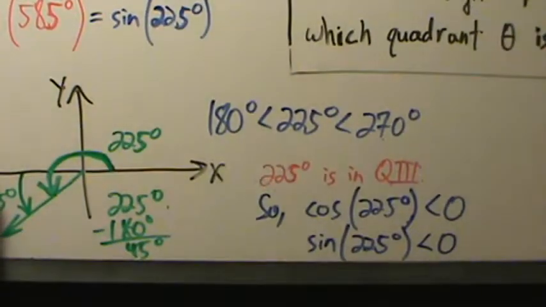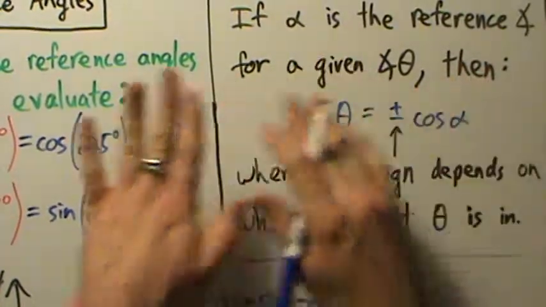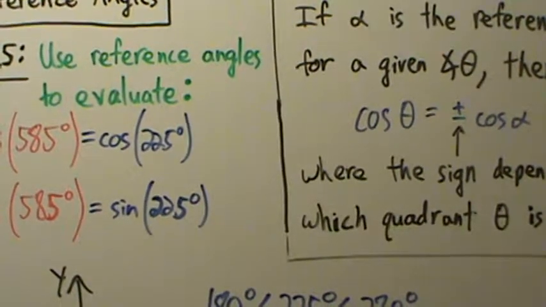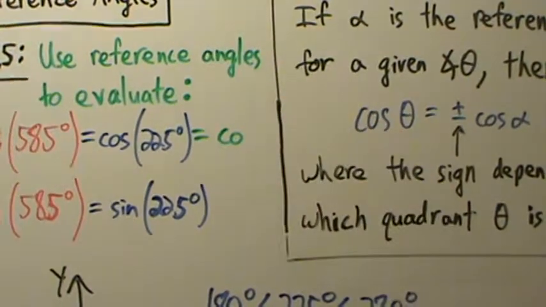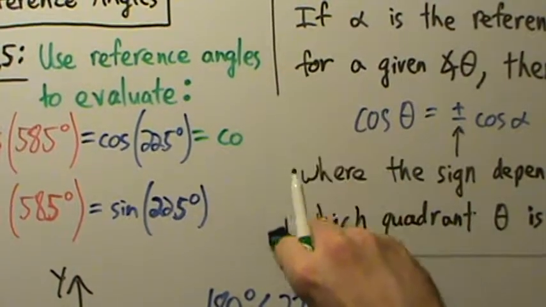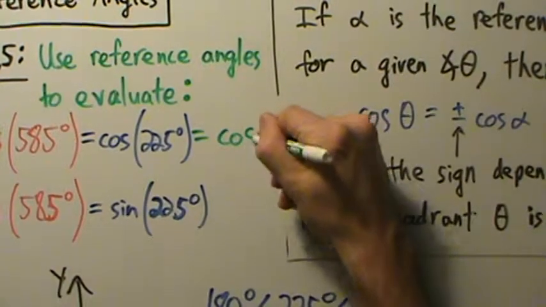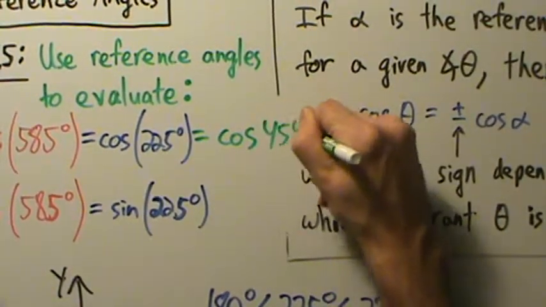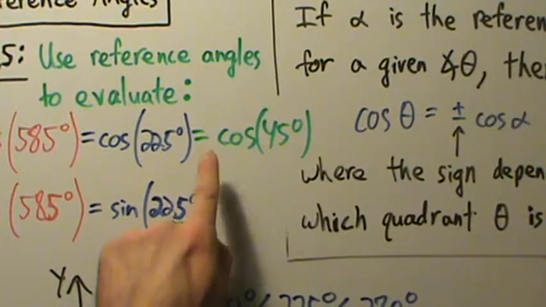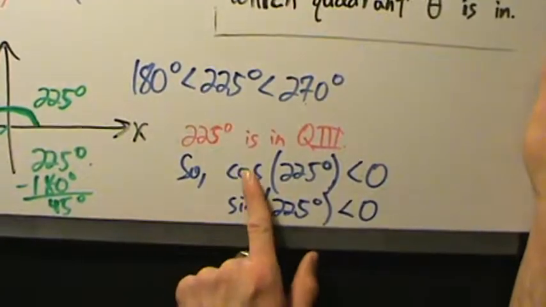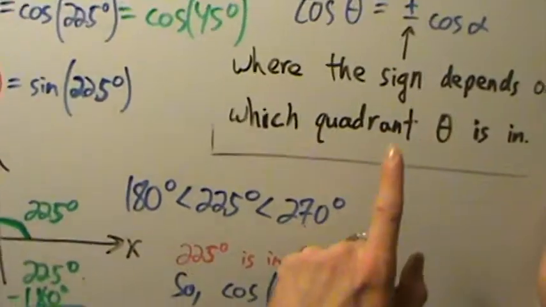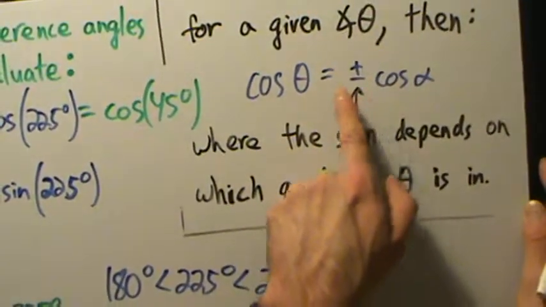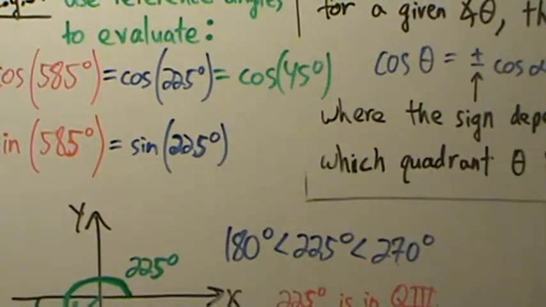So continuing with this, now we apply this to the problem over here. Cosine of 225 degrees is the same thing as the cosine at the reference angle. The reference angle is 45 degrees. But remember there might be a minus sign in front. How do we know? Well, we found out here the cosine is negative. So because the cosine is negative here, we have to include this minus sign. We have to slap on a minus sign in front of this.